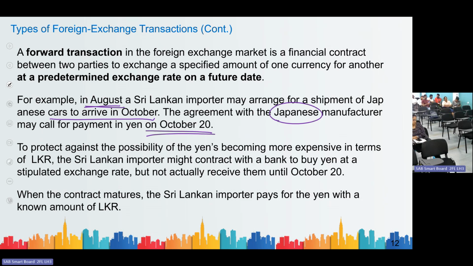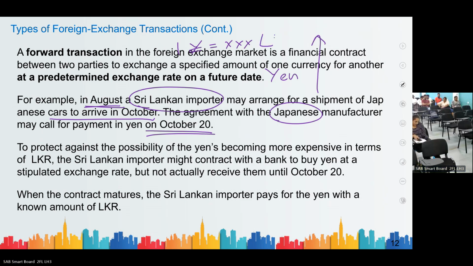To protect against the possibility of yen appreciating, the Sri Lankan importer predicts that yen will appreciate in future. That means the price of yen in terms of LKR will go up in future. That is the prediction of the Sri Lankan importer. Is it beneficial for the Sri Lankan importer? If actually this happens in future, is it beneficial for the Sri Lankan importer?